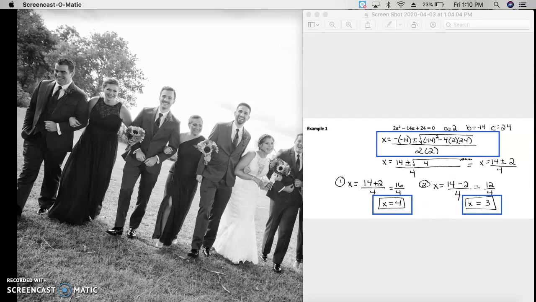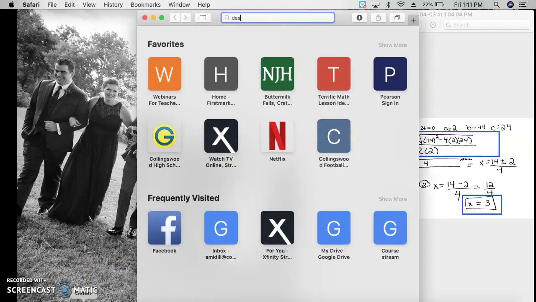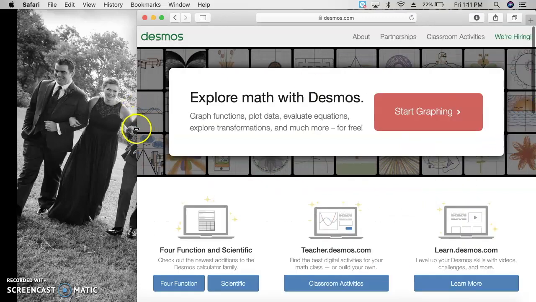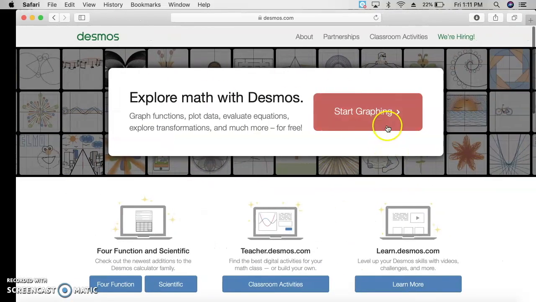Okay, so what I'm going to show you to do is to plug this all into Desmos.com to get these answers a little easier, just in case your graphing calculator doesn't work, or if that online program I gave you doesn't work either. So you're just going to go to Desmos.com. I'm going to spread it out so you can see it a little better.